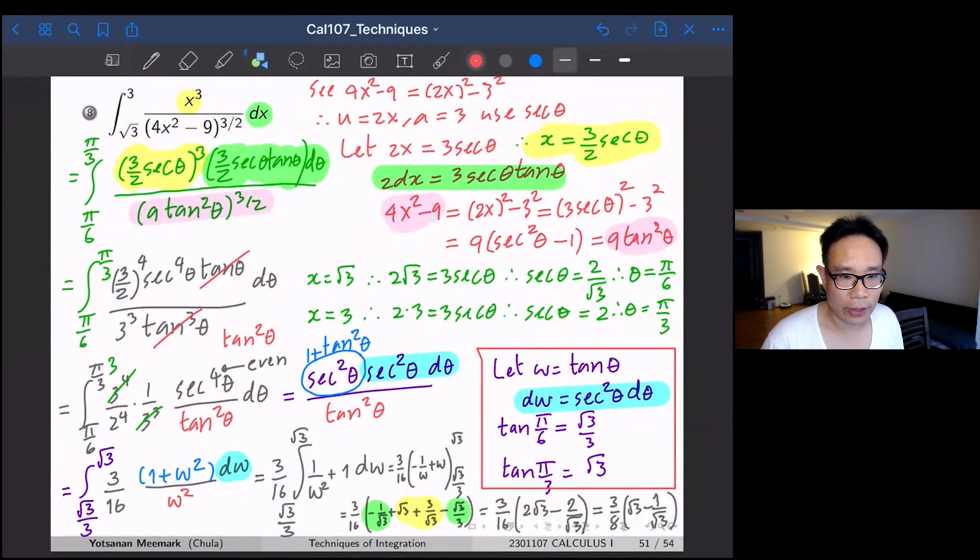I did 4 examples on trigonometric substitution for you, and you see that sometimes it's messy like this one, which involves a lot of trigonometry and algebra, so it's not that simple to do. However, the technique of integration is not a simple subject.